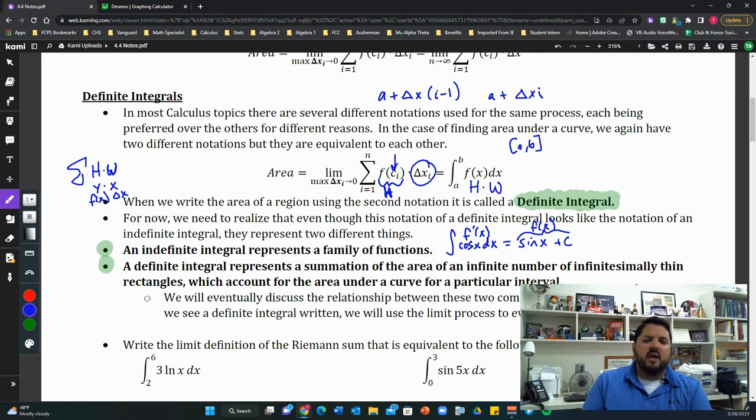But as soon as I put a and b values on there, now this represents a different thing to us. That represents the summation of the area of an infinite number of infinitesimally thin rectangles. So it represents the actual area under that curve for the particular interval from a to b. So again, next section, 4 or 5, is going to relate these two together. There is a connection between these, and we're going to learn it, just not right now. So for right now, think of them as totally separate things, okay?